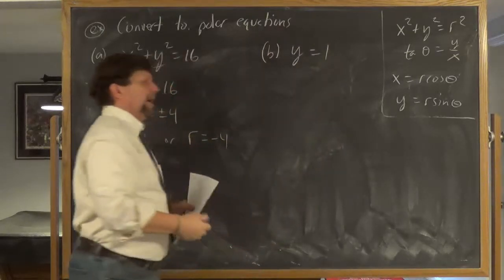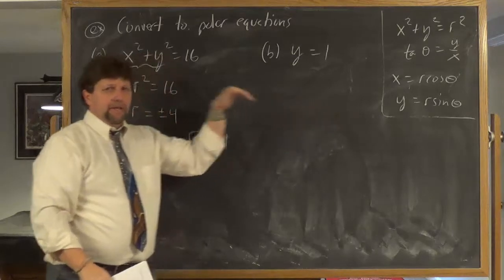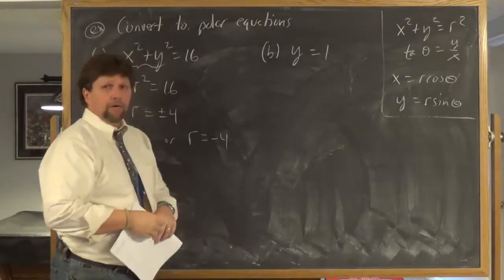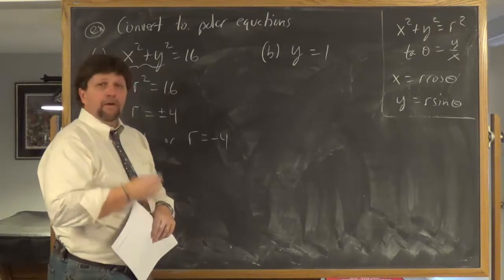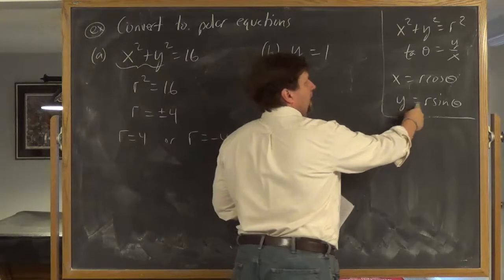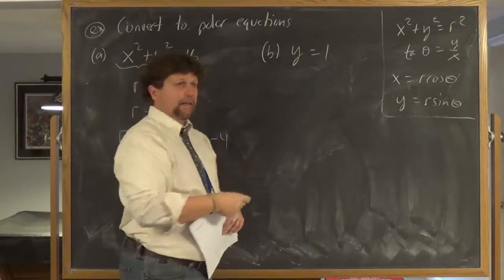y is equal to 1. Oh, that's a nice horizontal line in the rectangular world. y is equal to 1. Now I want to convert that to a polar equation. Well, it looks like the only thing I have to work with is right here. We know y is r sine theta. So let's just put r sine theta in there for y.